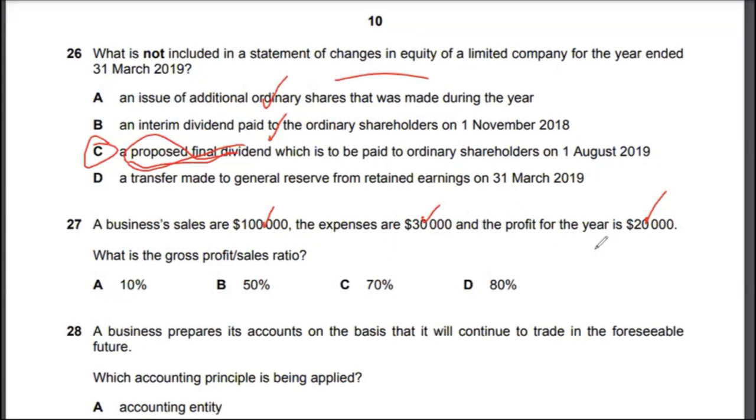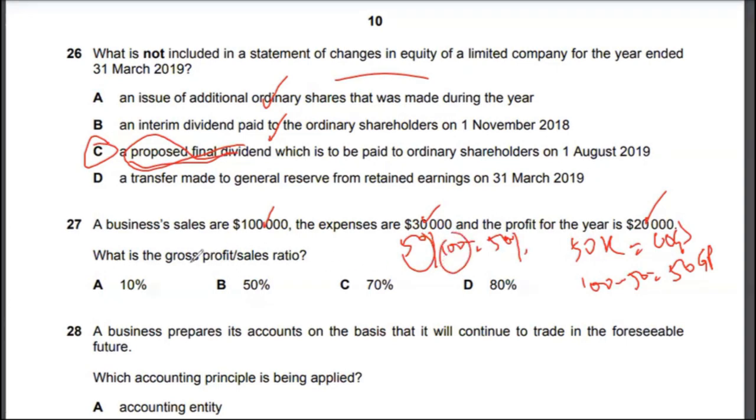So how you will do that is, 20 plus 30, right? So 20 plus 30 is 50K. This is your cost of goods sold, right? And the gross profit would be 100 minus 50. Gross profit is 50 over 100, which is actually 50%. So this is gross profit and this is sales. It's asking gross profit to sales ratio. The correct answer to multiple choice 27 would be option B. That is 50%.